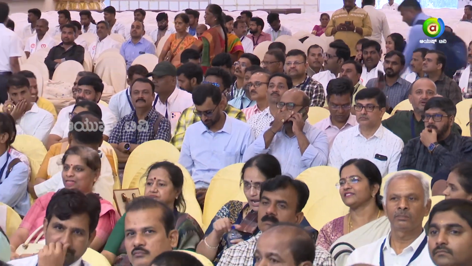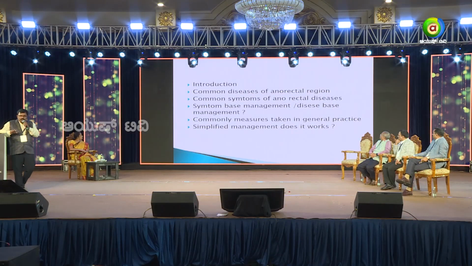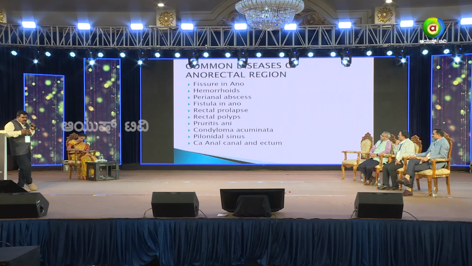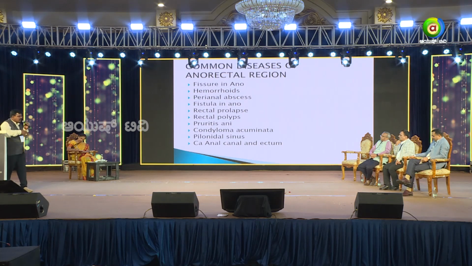After hearing two beautifully explained talks, it will be difficult to hold the attention of the audience. Even then, I'll try my level best. Basically, in anorectal diseases in general practice, there are so many myths and mismanagement. So I wanted to highlight mainly what should not be done. What should be done, the majority of the classes will tell. Very commonly we come across fissure in ano, hemorrhoids, perineal abscess, fistula in ano, rectal prolapse, and the rest are rare conditions.